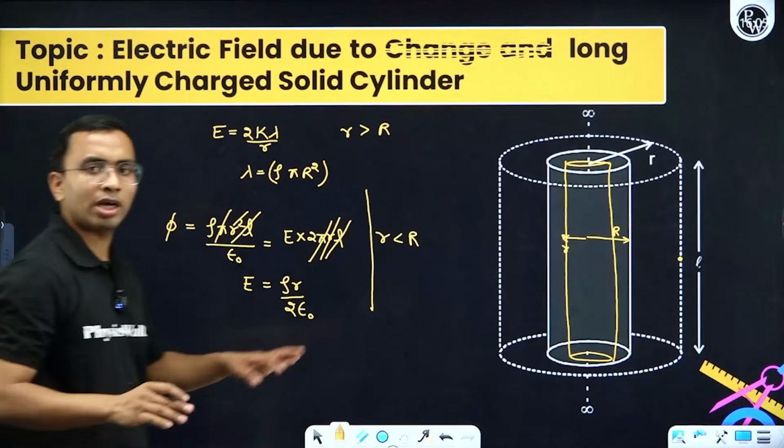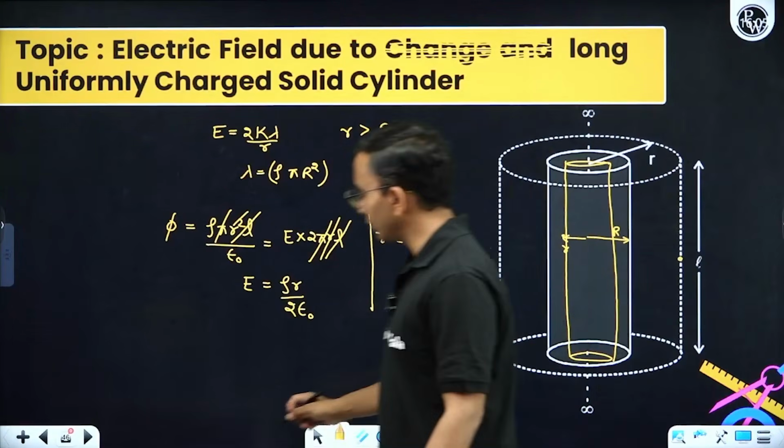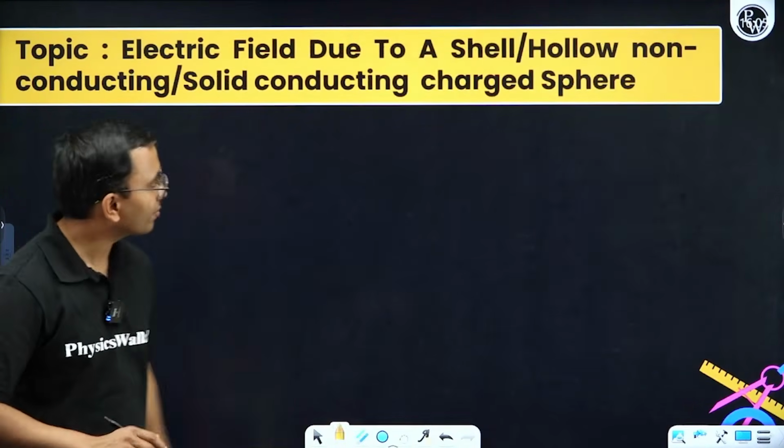Do we need to remember this formula? No, you need not remember this formula. You can just understand the concept. This is what is required from here.